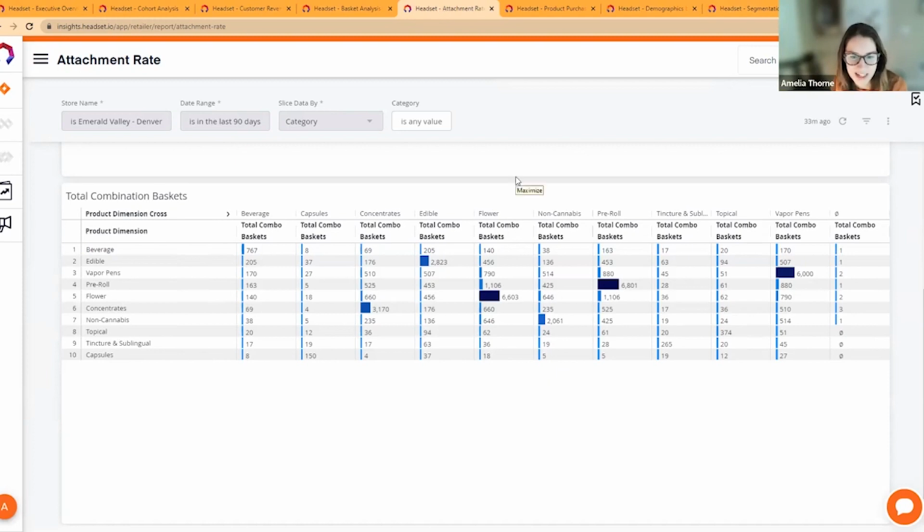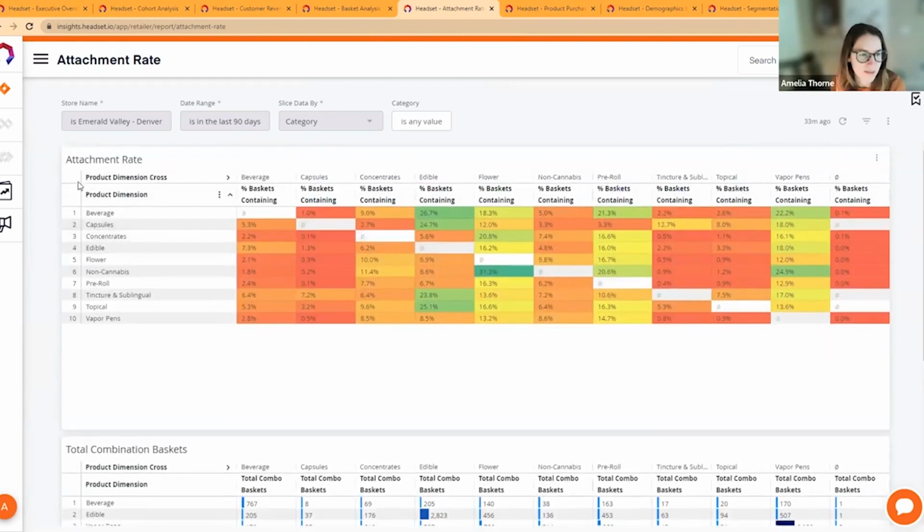All right, Bertrand wants an explanation of the percentage table. Yes, I can do that for you. So up here, the attachment rate, the percentages, what we want to see is the percentage of baskets containing other categories. So let's just pick one, edibles, for example. When edibles are in the basket, beverages are showing up 26.7% of the time. Maybe that's a bad example because some categories like beverages are edibles. Let's move to flower here. So beverage is showing up 18.3% of the time here.